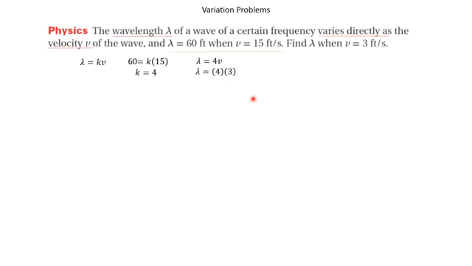But here it gives us velocity is 3. So lambda is 4 times 3, which is 12 feet. So the wavelength is 12 feet. And they're all going to set up like this.